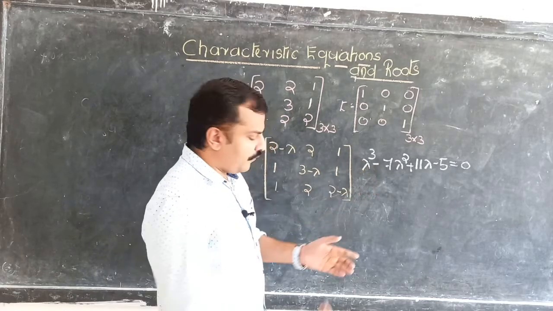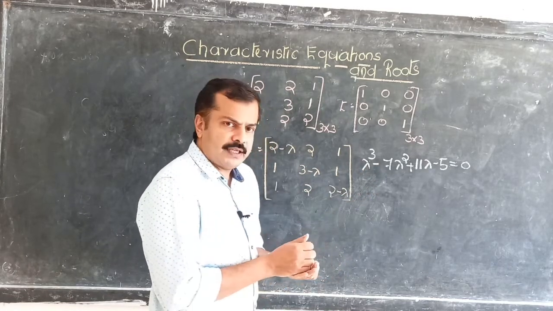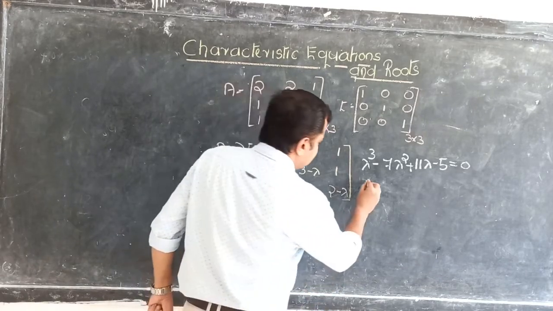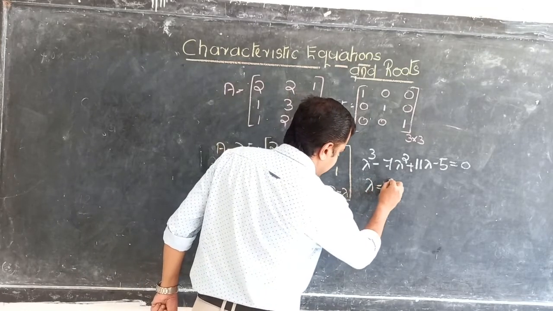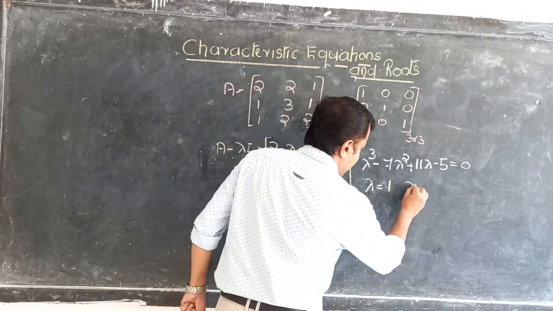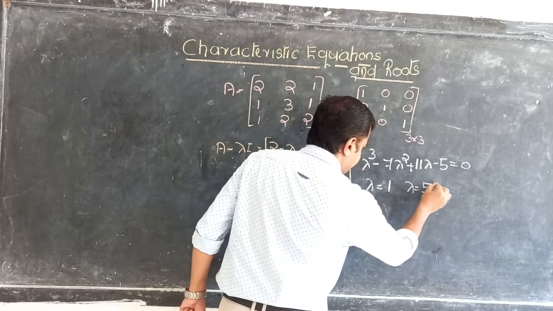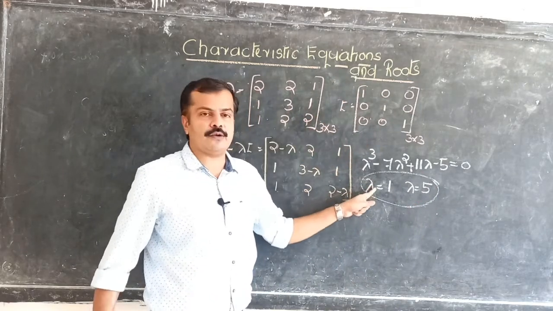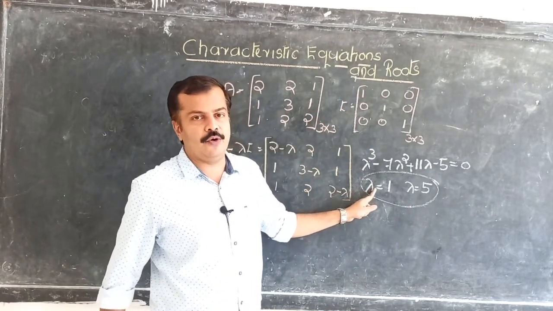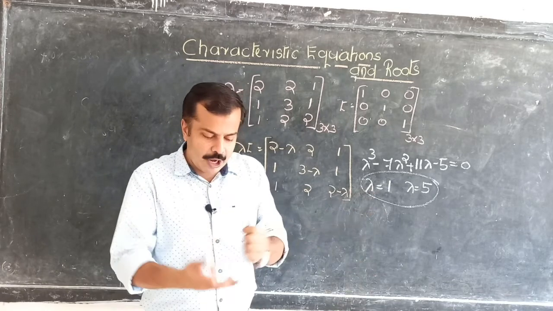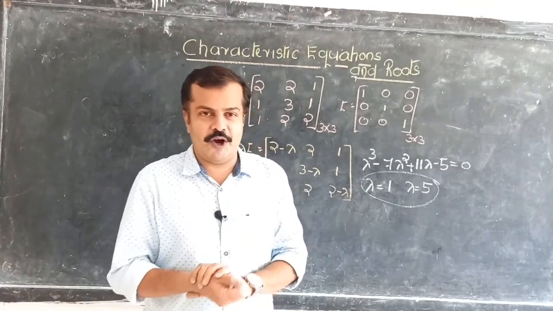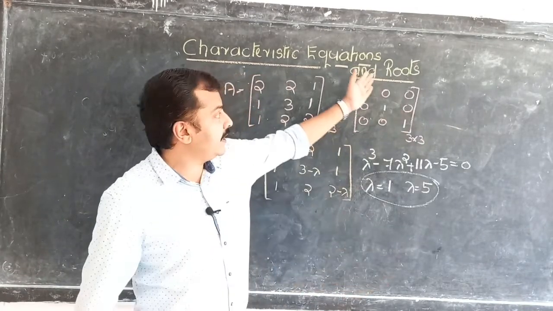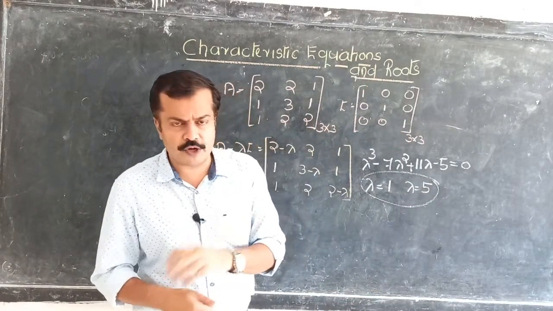Once we solve for lambda, let me just use the trial and error method. I used the trial and error method, and I found out that the value of lambda is either equal to 1 or lambda is equal to 5. So these values are known as characteristic roots or eigenvalue or latent roots. So this is how we calculate the characteristic equation as well as find its roots, which are known as the characteristic roots or eigenvalues.